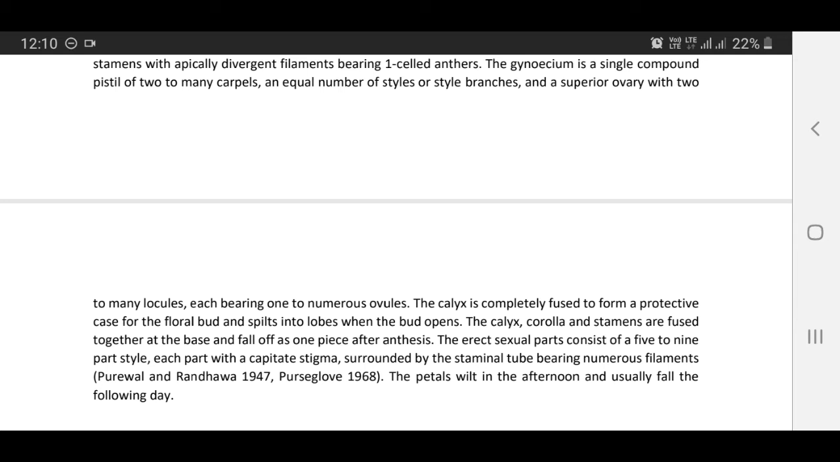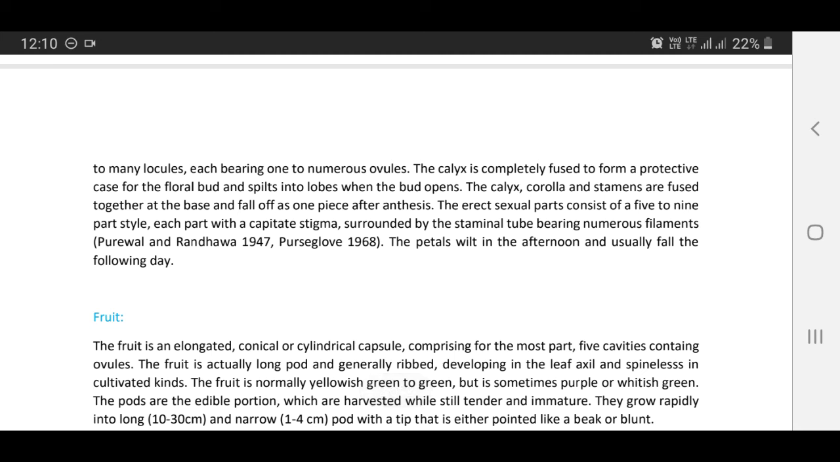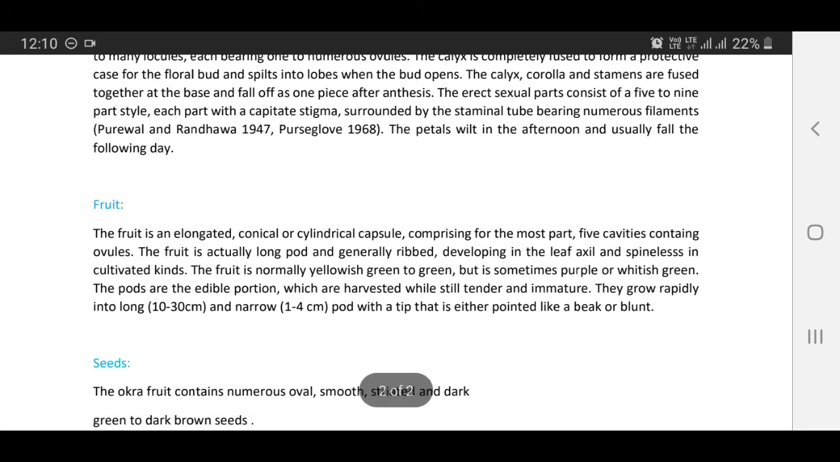The calyx is completely fused to form a protective case for the floral bud and splits into lobes when the bud opens. The calyx, corolla and stamens are fused together at the base and fall off as one piece after anthesis. The erect sexual parts consist of a 5 to 9 part style, each part with a capitate stigma surrounded by the staminal tube bearing numerous filaments. The petals wilt in the afternoon and usually fall the following day.